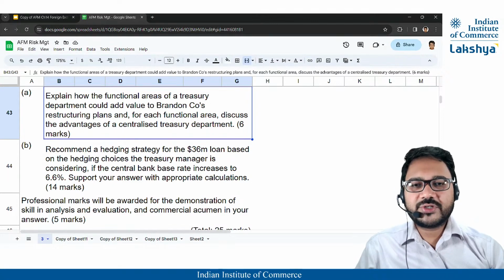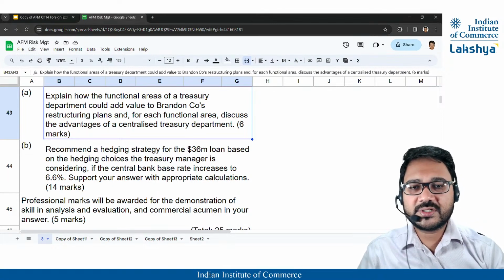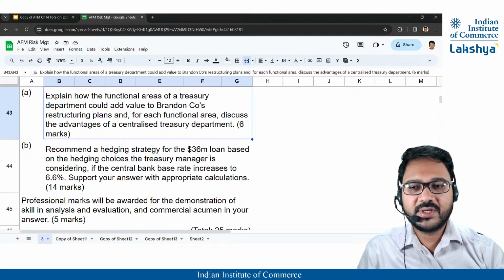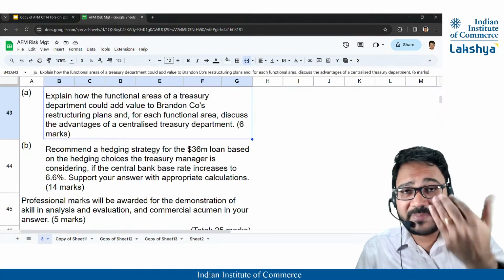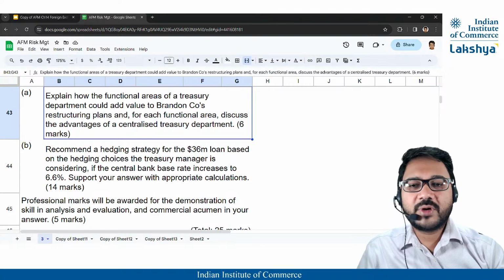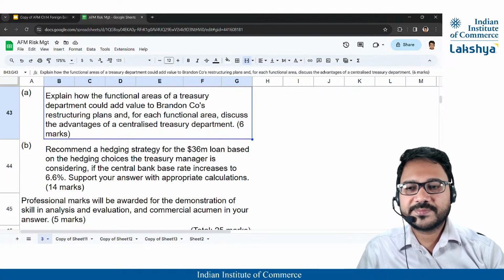So basically, advantages of Treasury Department. And the second question is recommend a hedging strategy for the 36 million loan based on hedging choices the treasury manager is considering if the central bank base rate increases to 6.6%. Support your answer with appropriate calculations. So we are planning to take a loan of 36 million, which needs to be hedged. If you are expecting that the base rate would increase to 6.6%, then what would be the better option to hedge: forwards, futures, or options?